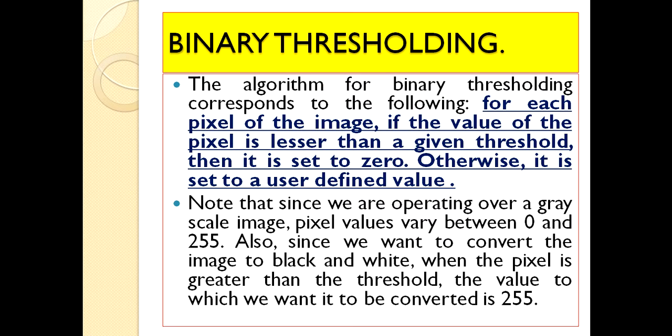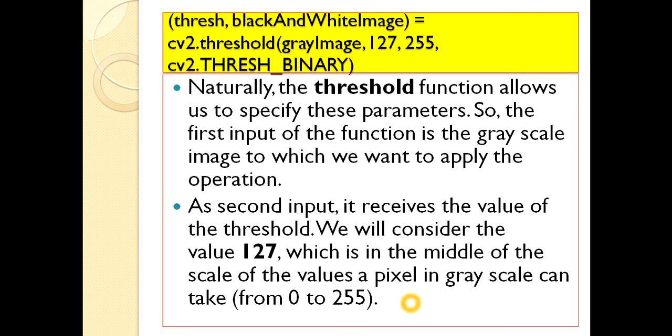Now the algorithm for binary thresholding, which I just explained. For each pixel of the image, if the value of the pixel is lesser than a given threshold, then it will be set to 0. Otherwise it is set to a user-defined value. Now, as we are operating on a grayscale image, and I hope you know that for a grayscale image the pixel values vary from 0 to 255, if we want to convert the image to black and white, then where the pixel is greater than that threshold, the value it should be converted to is 255.